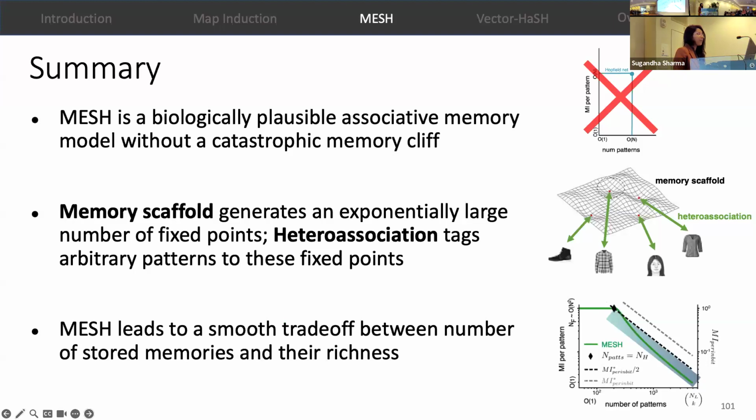So to summarize, MESH is a biologically plausible associative memory model without a catastrophic memory cliff. It generates an exponentially large number of fixed points in the memory scaffold, and the heteroassociation then tags arbitrary patterns to these fixed points. We find that MESH leads to a smooth trade-off between the number of memories that can be stored in the network and the richness of those memories.